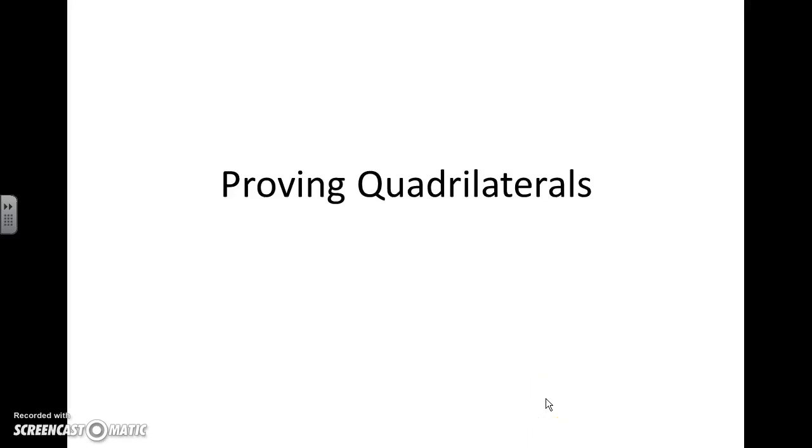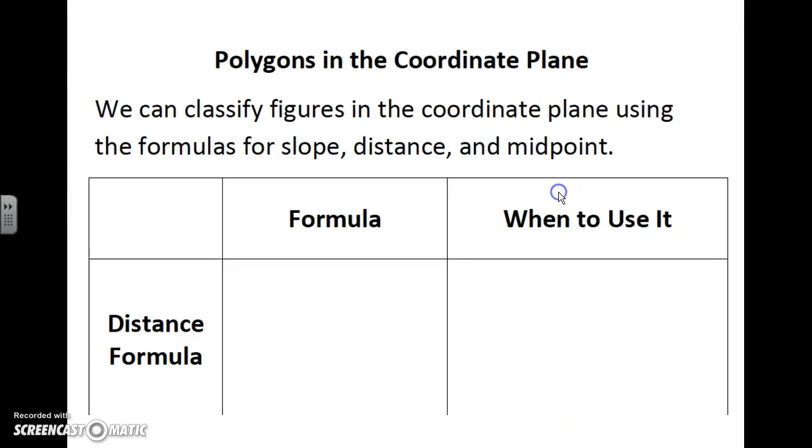Hello everybody, today we're going to talk about proving quadrilaterals. The first thing I want to do is review what kinds of formulas we know and how they can help us prove quadrilaterals to be specific shapes. The first thing we know is the distance formula.